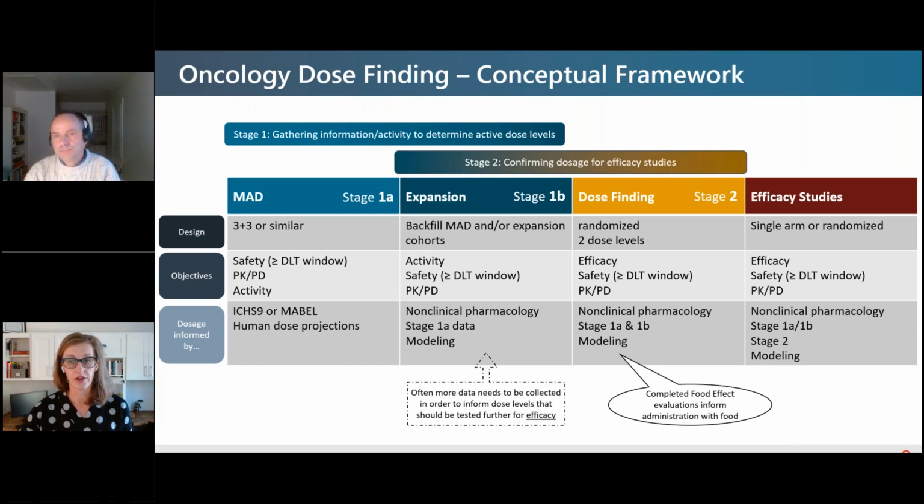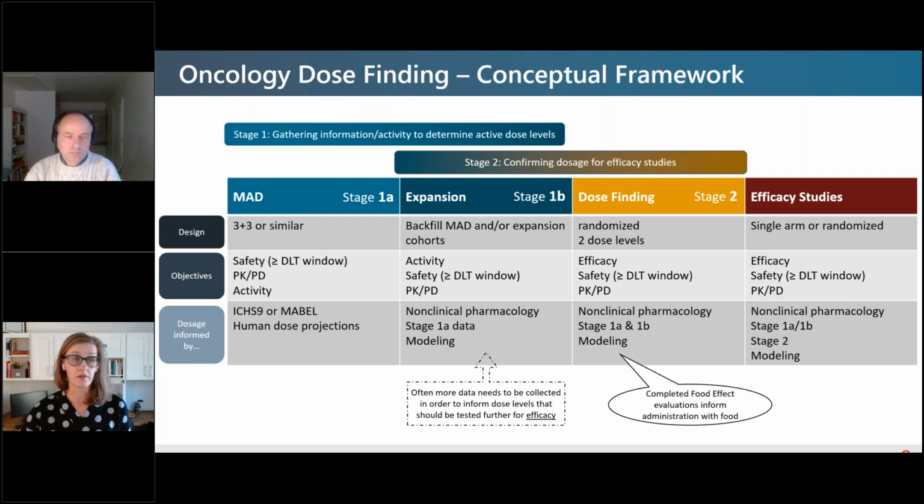A key takeaway from this framework is that it's very rare for our standard first-in-human dose escalation studies conducted in oncology to provide enough activity and information to guide what doses should be taken forward for further testing. Therefore, additional patients will need to be studied, and this is depicted by stage 1B, which could be done via backfill and escalation cohorts or through expansion cohorts, looking at multiple dose levels.